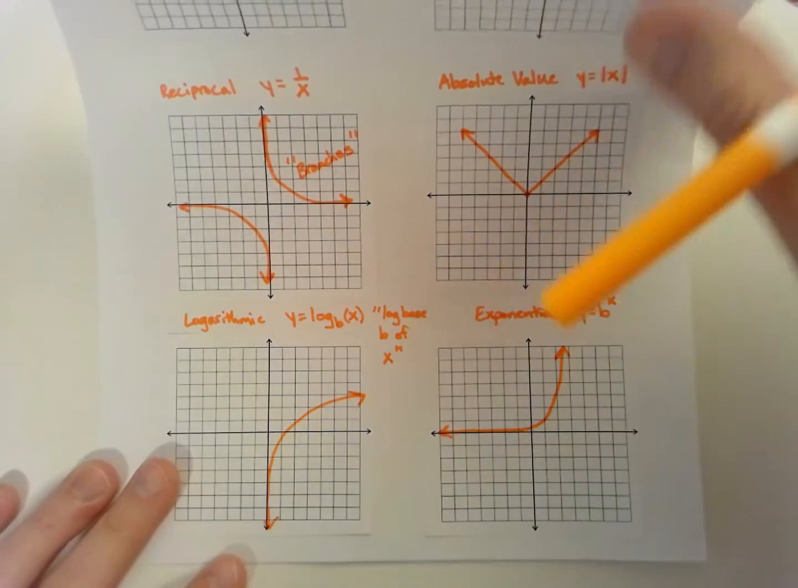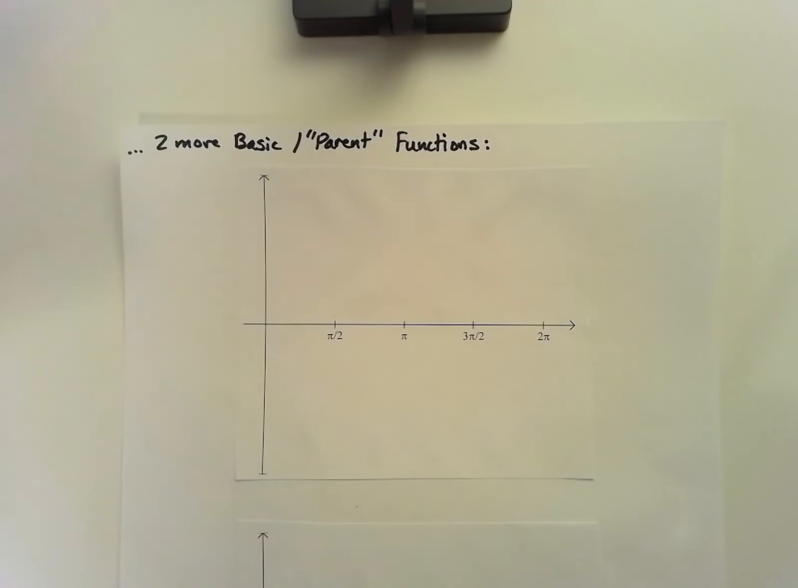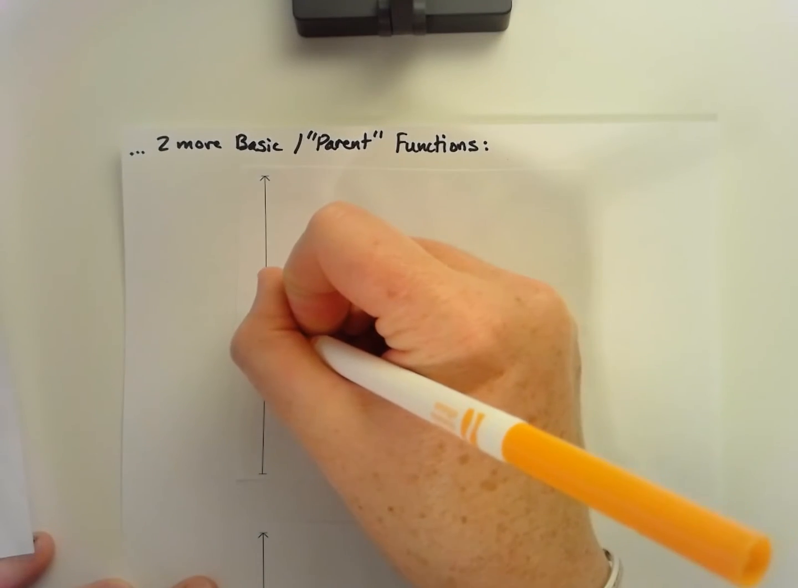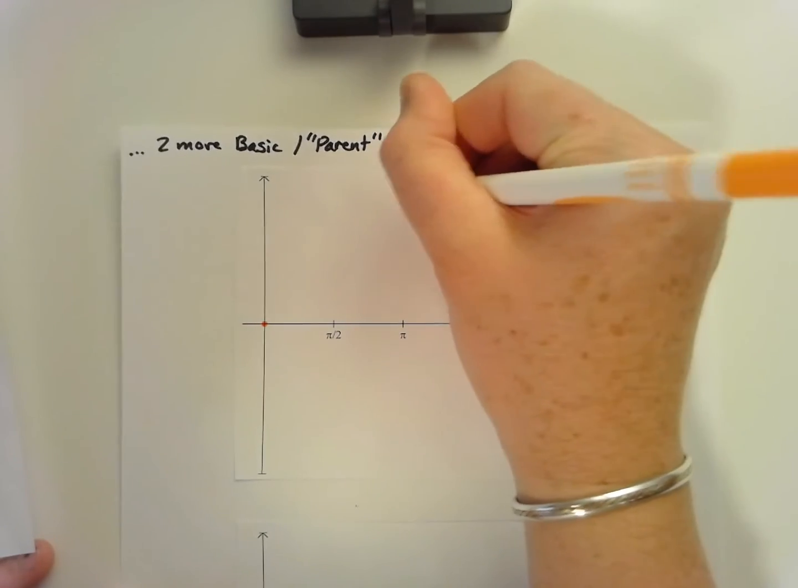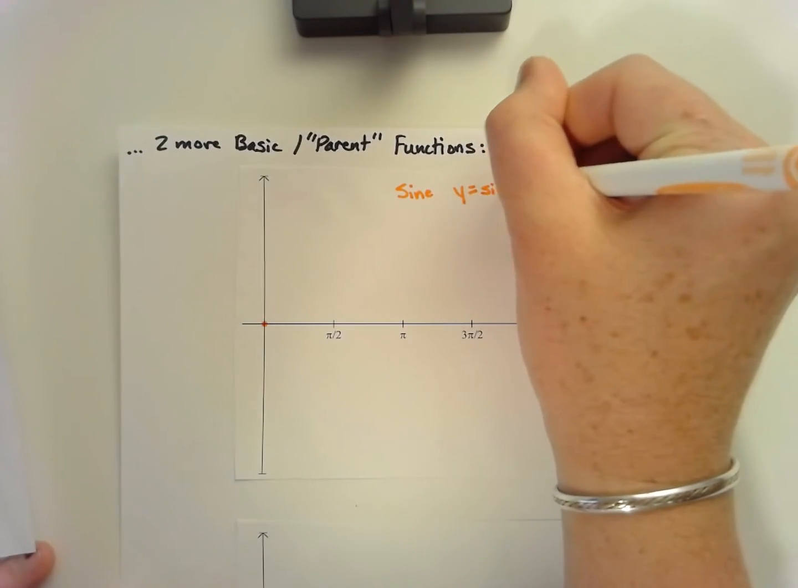Okay, we have two more very unique graphs. These are going to be our two basic trig functions later on, but we're going to go ahead and add them to our notes because they are part of our 12 basic functions. So our first one is sine. y equals sine of x.